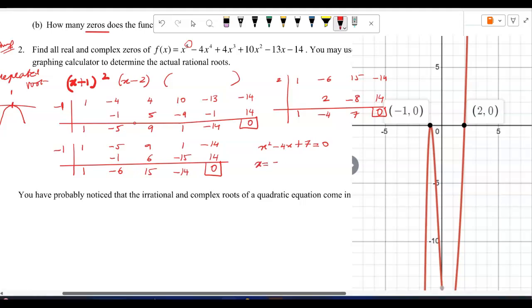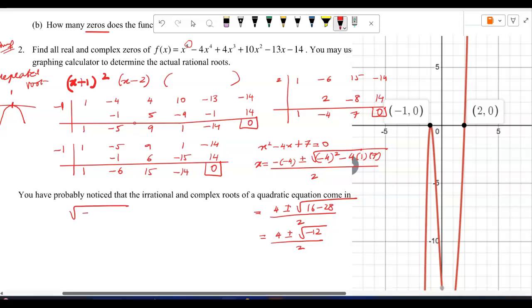So now your x will be what? x would be minus b plus or minus the square root of b squared minus 4ac, upon 2a. So that would be 4 plus or minus root of 16 minus 28, over 2. 4 plus or minus, what is that? Minus 12, upon 2. So root of minus 12 is what? Minus 4 into 3. So that's 2 root 3i.